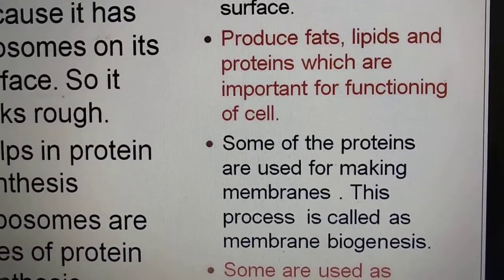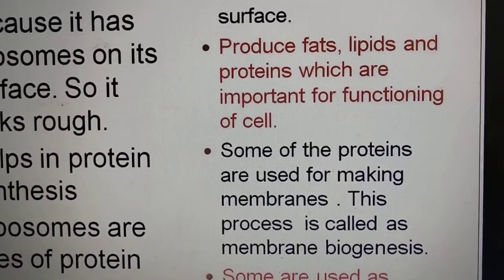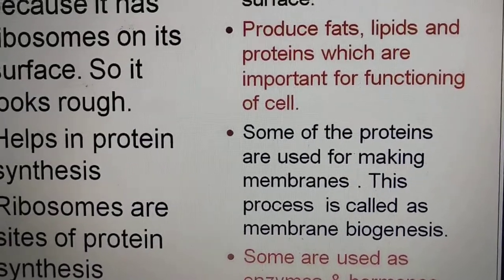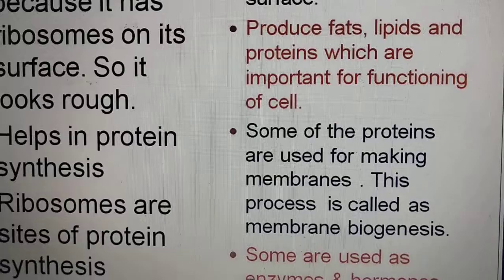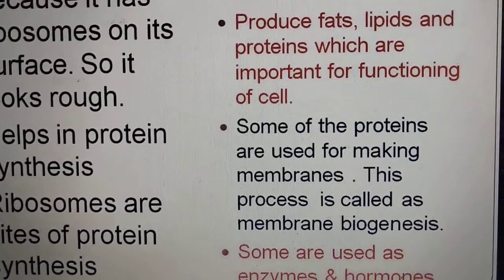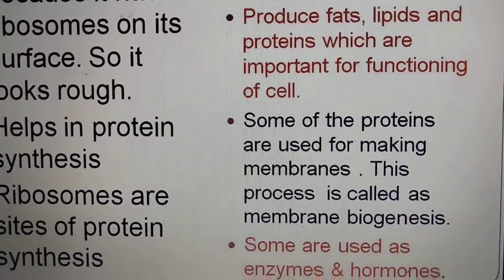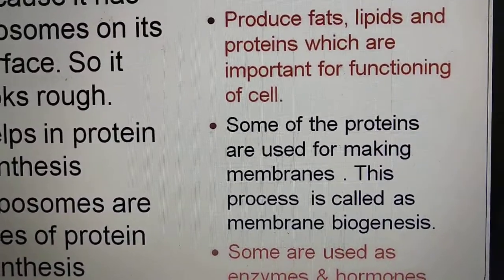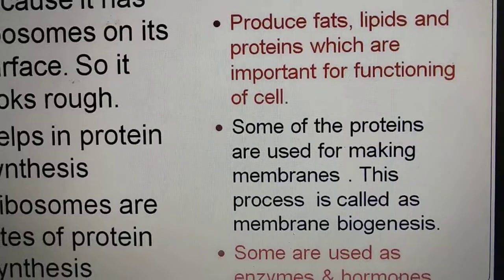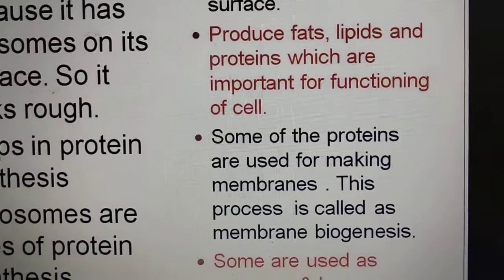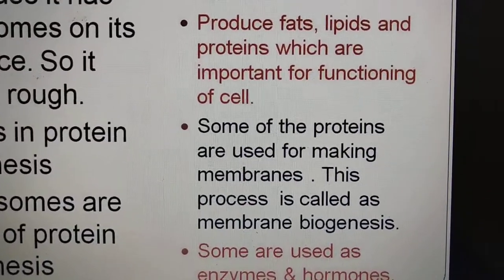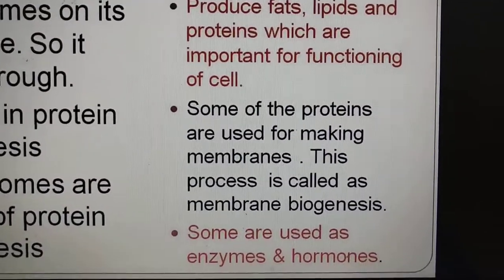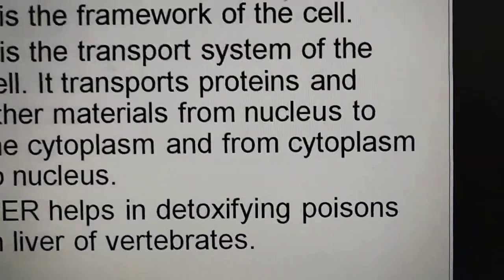So what do they produce? Fats, lipids and proteins. Lipids are a form of fats only, okay? And some of the proteins produced by them are used for making membranes. This process is called membrane biogenesis. Genesis means making. Membrane biogenesis, because it is made in living cells. Now some of the other proteins are used as enzymes or hormones.